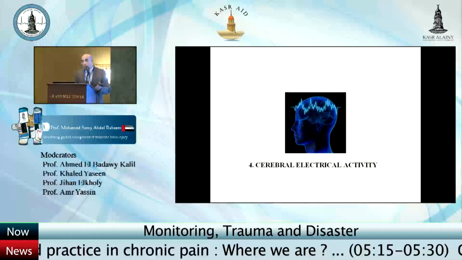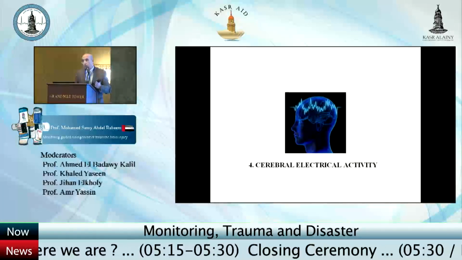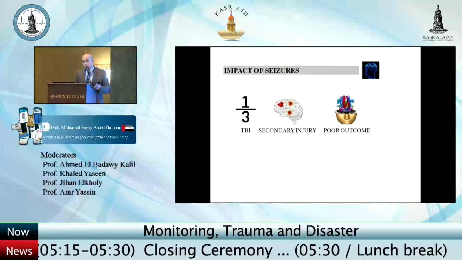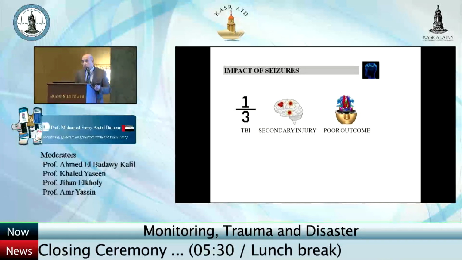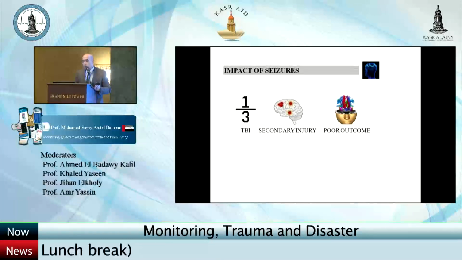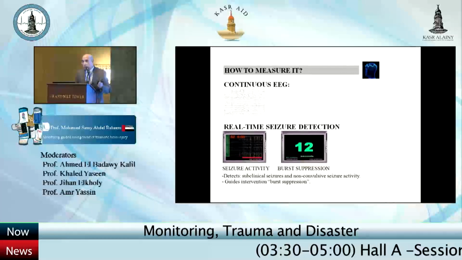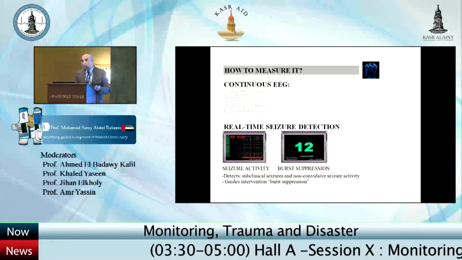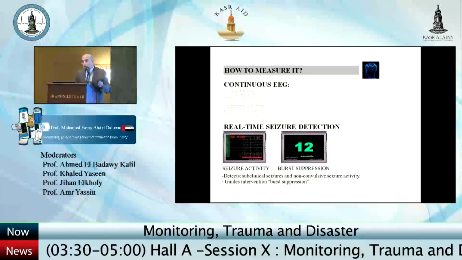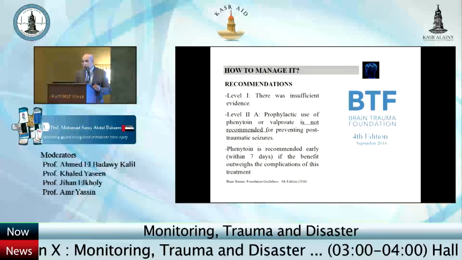Cerebral electrical activity, again. Each seizure, it's as if you are hammering the brain without the skull. It happens in one third of patients with TBI. It can cause secondary injury. It's very much associated with poor outcome. We can measure it by direct normal EEG, but it's a bit cumbersome to analyze, but the processed EEG can help. It can tell us if there is seizure activity, especially in patients who are paralyzed, or it can show us the effect of therapy if we want to achieve burst suppression.